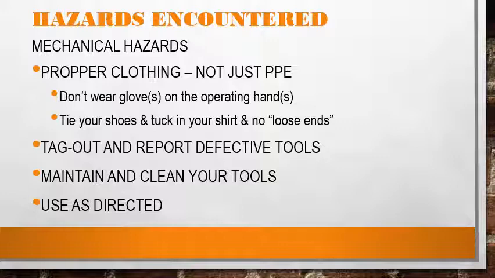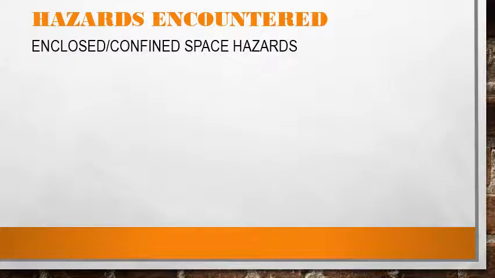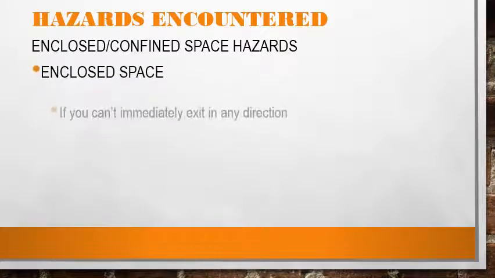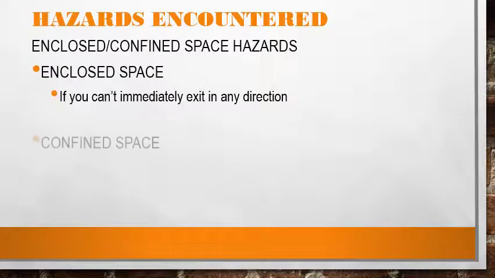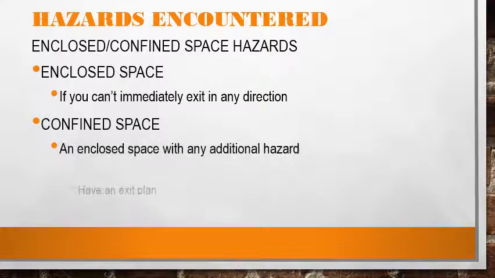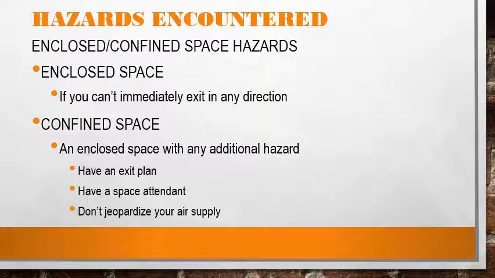An enclosed space is a space you can't immediately exit in any direction. An enclosed space becomes a confined space whenever there is any additional hazard added into it. Then you are in a confined space. Make sure you have a prepared exit plan before you enter a confined space. Have a space attendant outside of the space who knows you are in that confined space and can check on you. If you are in a confined space, don't jeopardize your air supply.